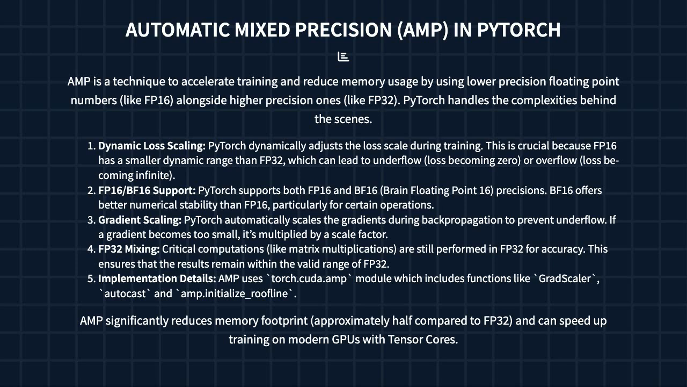To solve that, PyTorch automatically scales the loss, meaning how much your model is penalized for errors. It also multiplies the gradients, which tell the model how to adjust its weights, by a scaling factor to prevent them from becoming too small and vanishing. The key part? Critical parts like matrix multiplications always use FP32, ensuring accuracy. This dynamic process happens automatically using tools in the torch.cuda.amp module. It's designed to be super convenient for you.